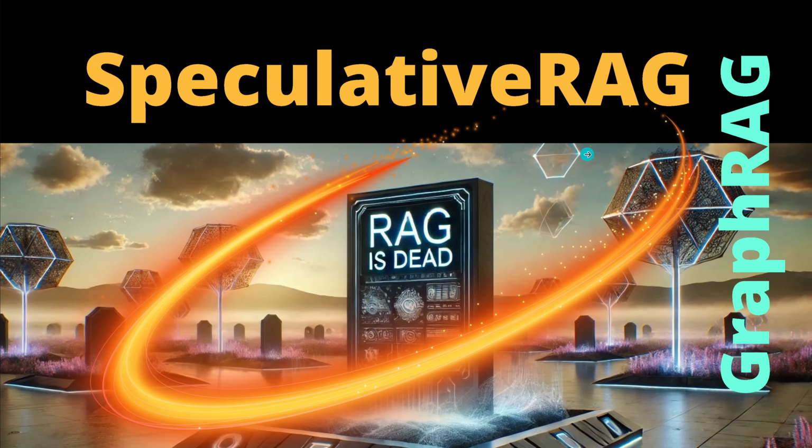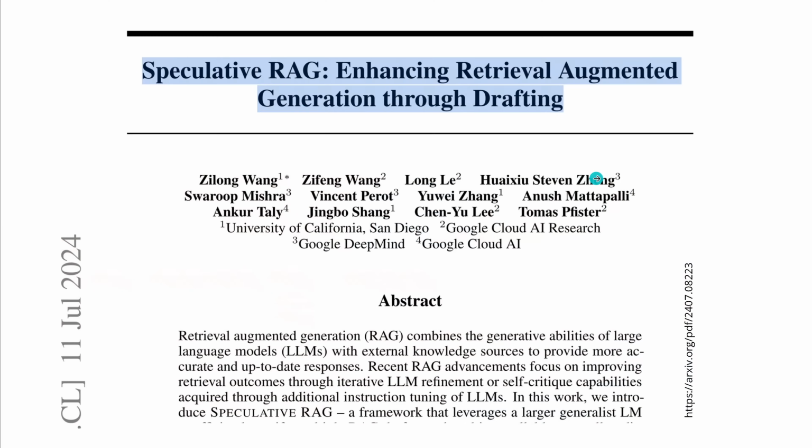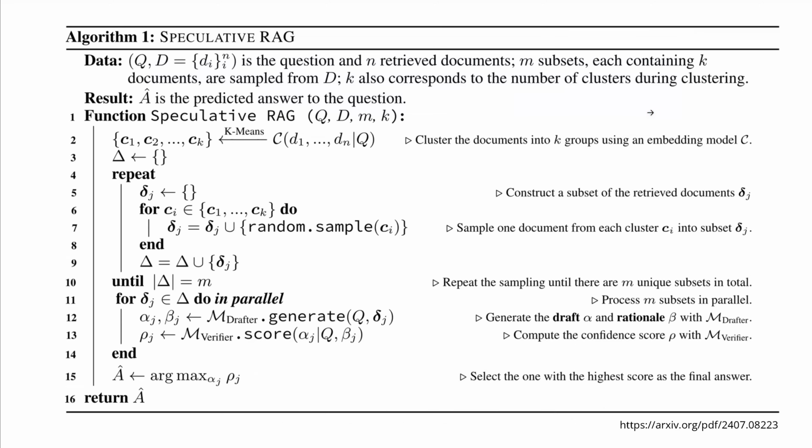Hello community! Today we talk about Speculative RAG, a brand new research by University of California, Google Cloud AI Research, Google DeepMind, and Google Cloud AI. My goodness, all these beautiful companies, July 11, 2024. And of course, we are finally talking about RAG again. So what is the latest, most advanced RAG system you can do?